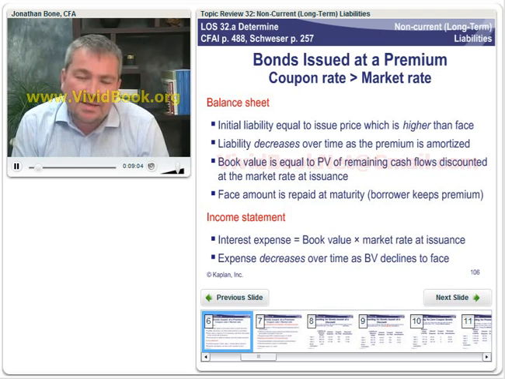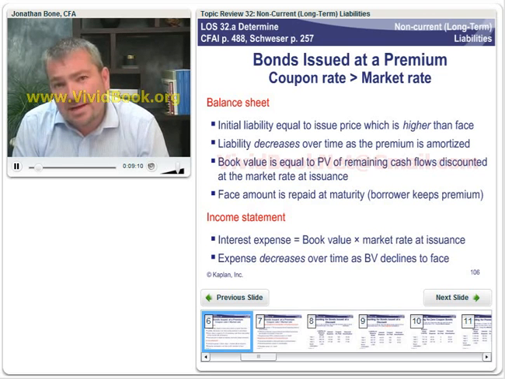Now the interest expense is going to decrease over time. Why? Because as we amortize the premium, the liability value in the balance sheet decreases. So our book value is falling, so book value times market rate at issuance is going to give us a lower interest expense as the bond matures.